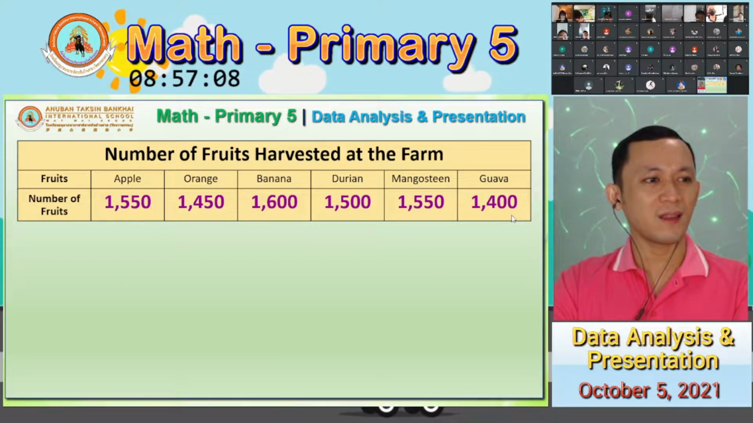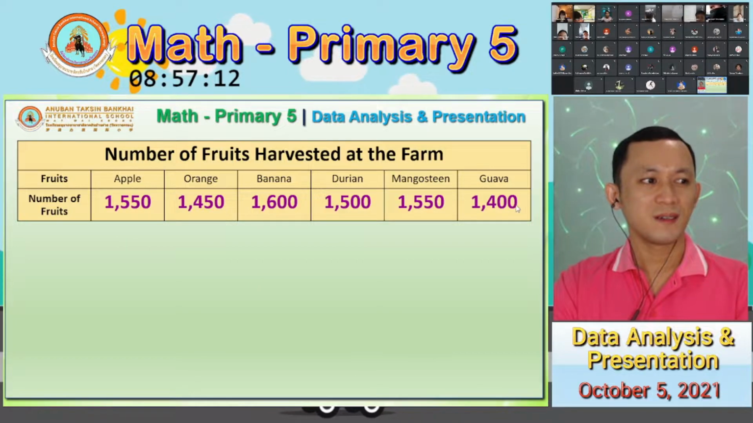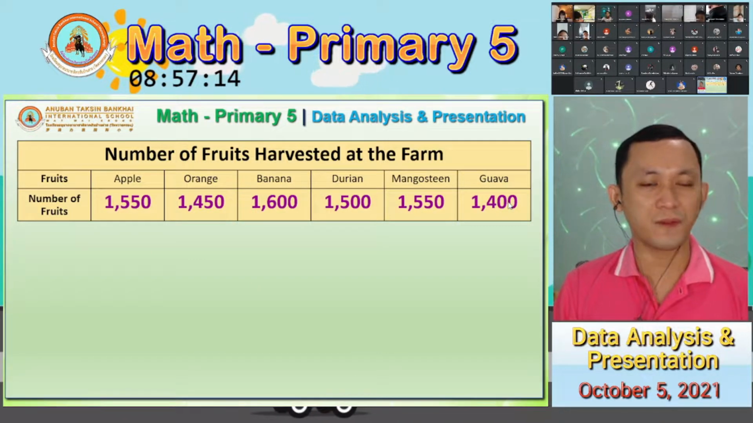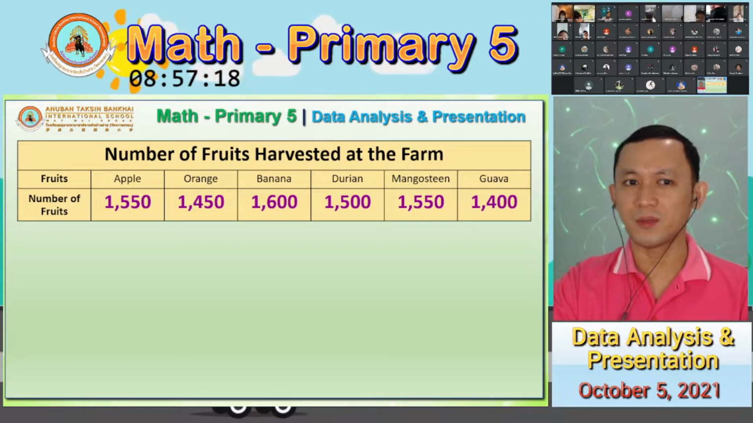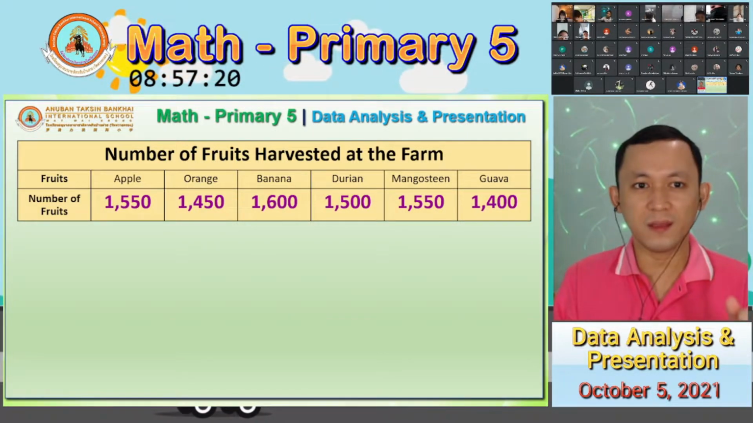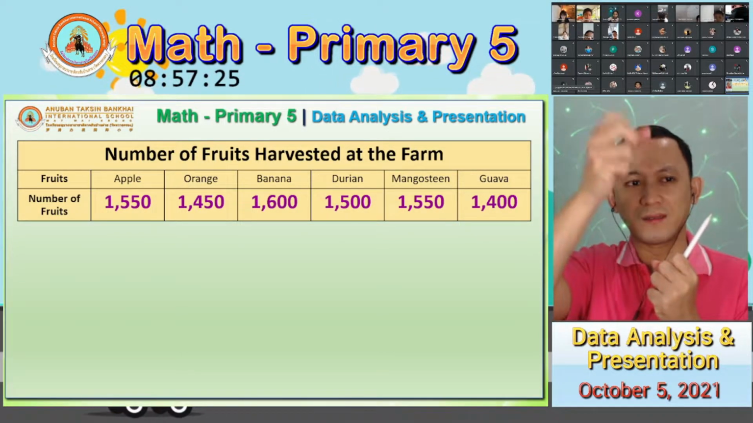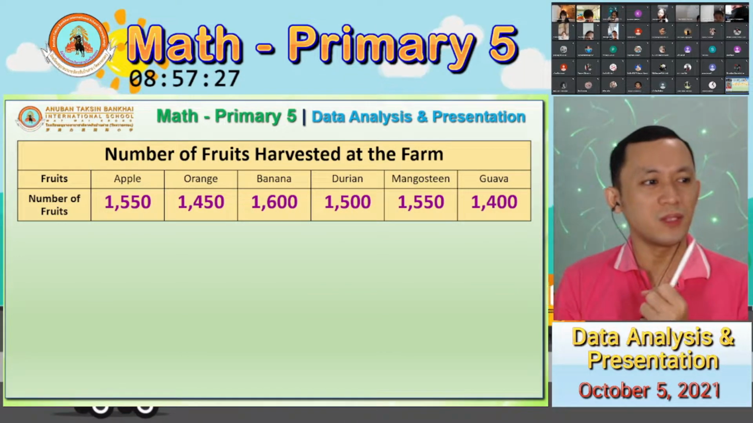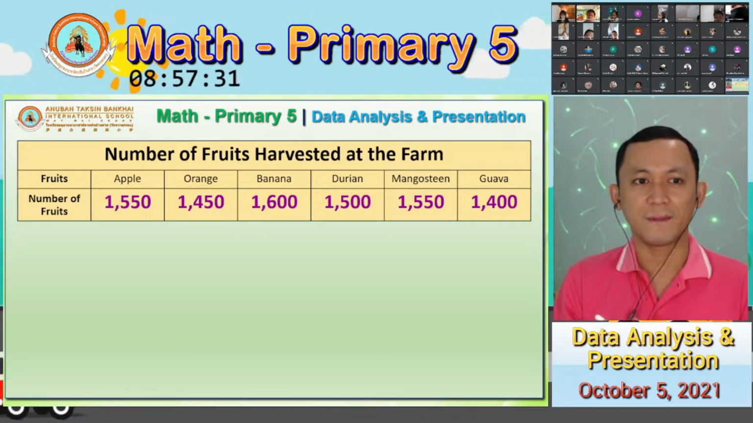Look at the data that we have here. What is this? Number of fruits harvested at the farm. What do you mean by harvest? You get the fruits, you keep the fruits. Teacher, I go to the farm, I harvest. I have apple, orange, banana, durian, mangosteen, and guava.